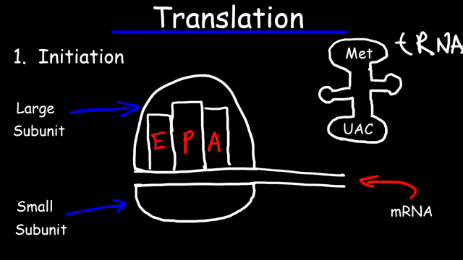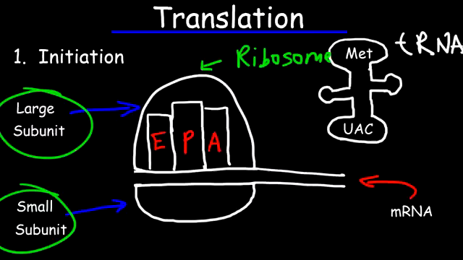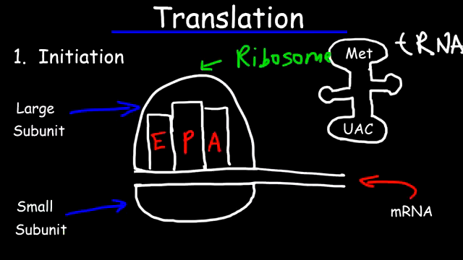Translation, like transcription, occurs in 3 steps: initiation, elongation, and termination. So here in this picture, we have a ribosome, which is composed of 2 subunits, the small subunit and the large subunit. And the ribosome has 3 active sites: the E site, the P site, and the A site. Now, during initiation, we have the start codon AUG, which corresponds to the anticodon UAC. Now, that particular tRNA molecule has the methionine amino acid attached to it.